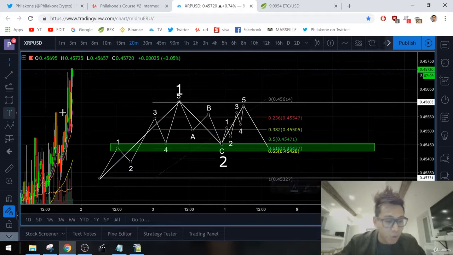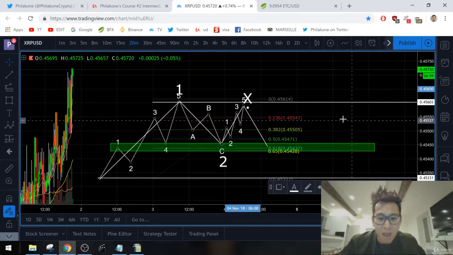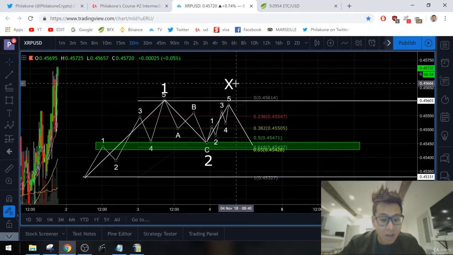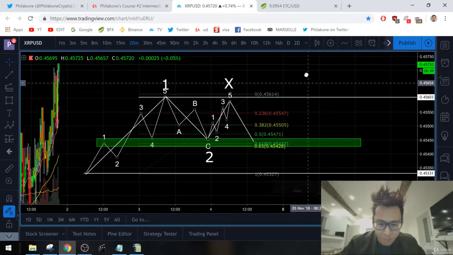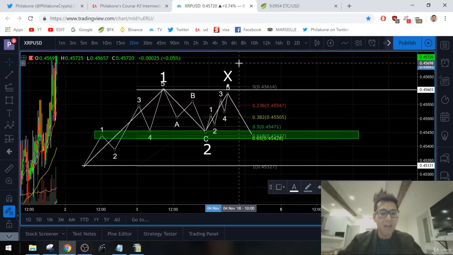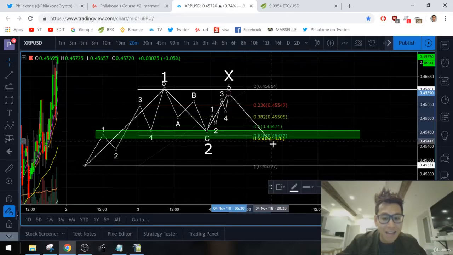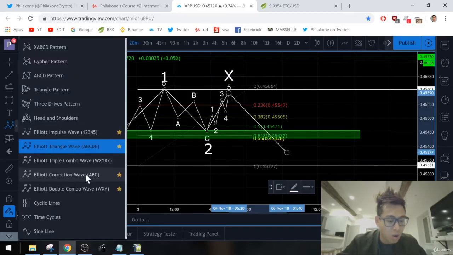What we denote this as is X, okay? And X. This is for a zigzag, keep in mind, a zigzag 5-3-5, okay? That's really important to know. Now that this is X denoting failure, what we are going to see now is an extended ABC correction, where we will get a double ABC correction, also called a zigzag.